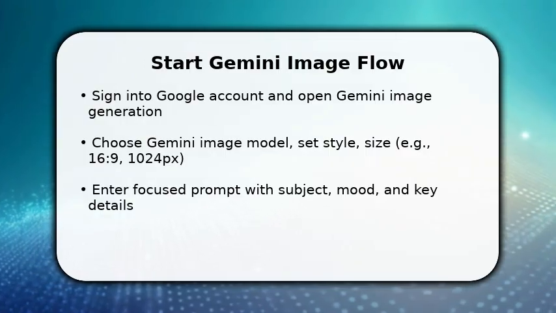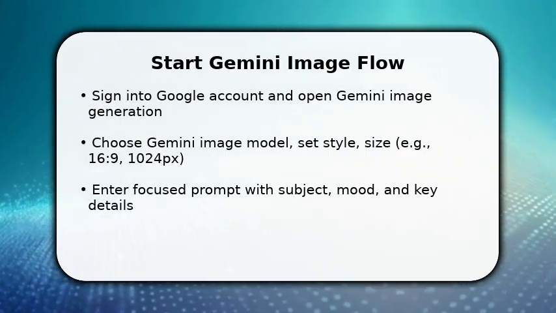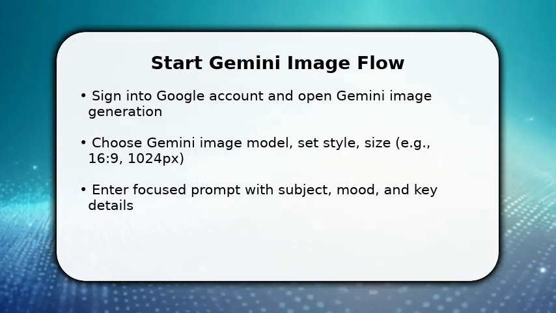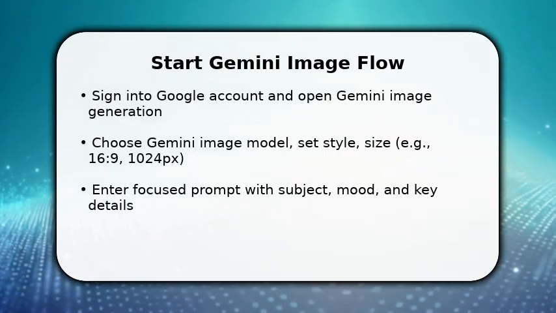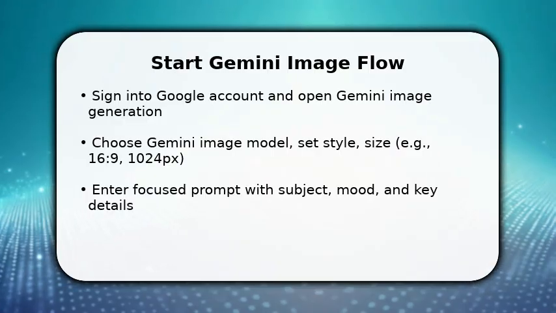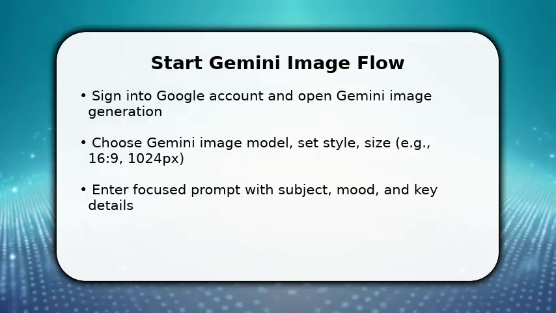For example, cinematic portrait, soft light, film grain. Make sure to enable any safety or content toggles required. Then hit Generate to create the first render, so you can evaluate results right away.